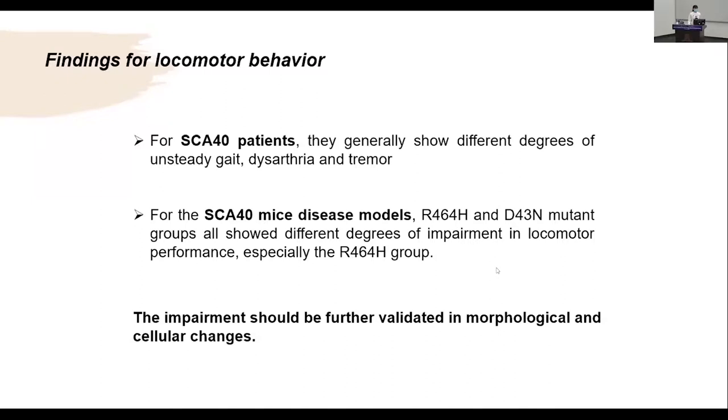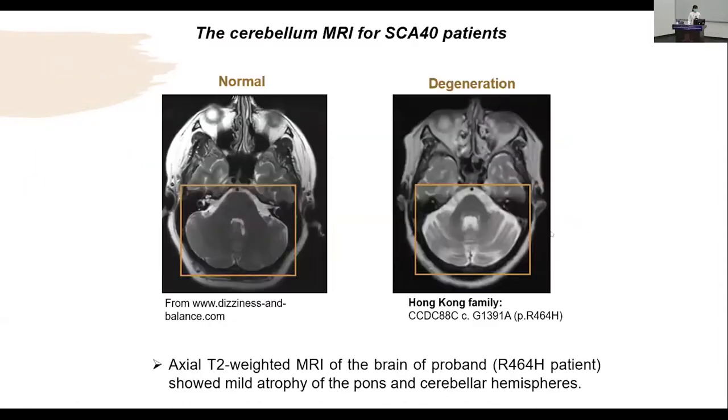From the papers, we know that SCA40 patients generally show different degrees of unsteady gait, dysarthria, and tremor. From the behavior tests, we know that in the SCA40 mouse disease models, the mutant groups all show different degrees of impairment in locomotor performance, especially the R464H group. But the behavior test results are not enough for drawing a conclusion, so the impairments should be further validated in morphological and cellular changes.